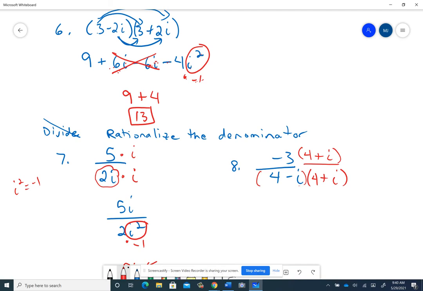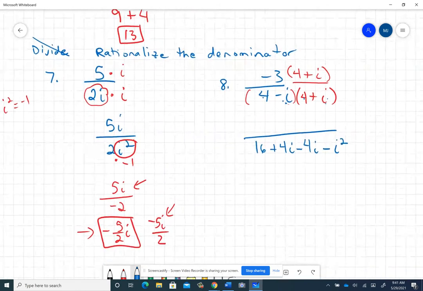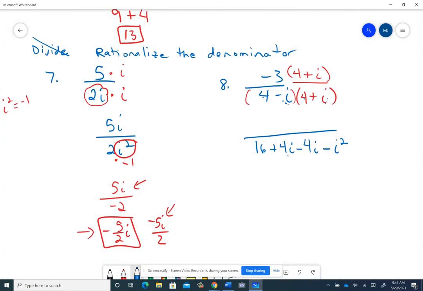Okay, now, what happens in the denominator? Let's do that first, because that's why we did what we did, is you would get 4 times 4, which is 16, 4 times i, which is 4i, negative i times 4, which is minus 4i, and then negative i times positive i would be negative i squared. Now let's keep going on that before I go back up to the numerator. So you see how the middle terms are the same, just one positive, one negative? Okay, so they're going to cancel out.